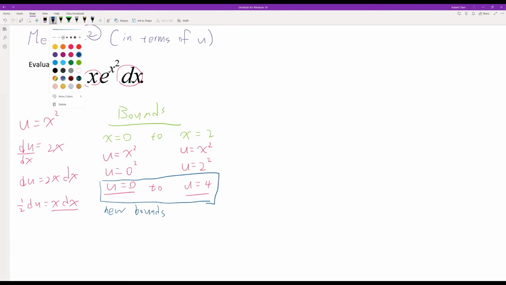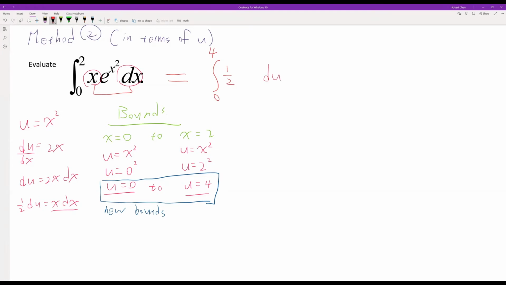All right, and let's take a look at how that works. So the integral is now going to be from 0 to 4, because we're working in terms of u. x dx is now 1/2 du, right? And then e to the power of x squared is now e to the power of u. Right, so now this whole integral here is in terms of u. Even the bounds.